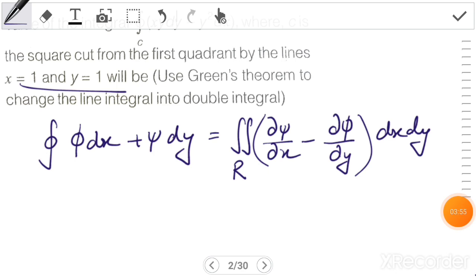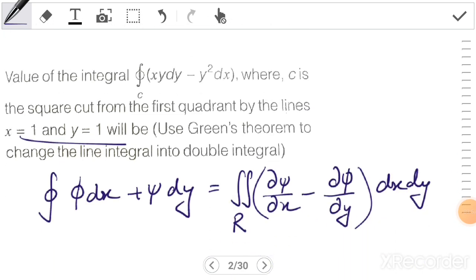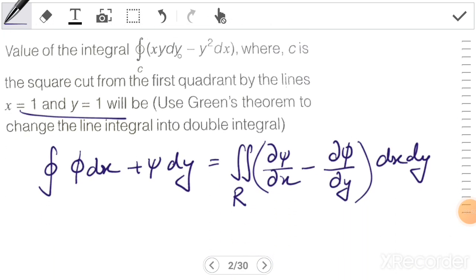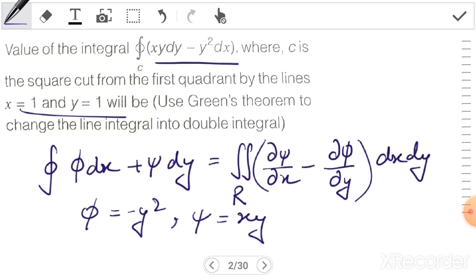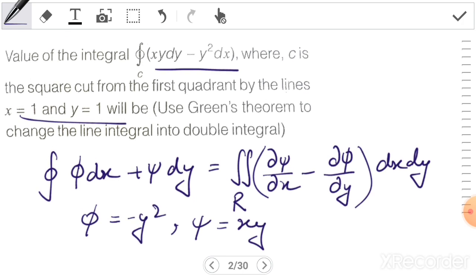Let us compare with the given data. You are given to find value of integral. So here phi is minus y square and psi is xy. Yes, and let us draw the region R, which is a square cut from the first quadrant by the lines x is equal to 1 and y is equal to 1.